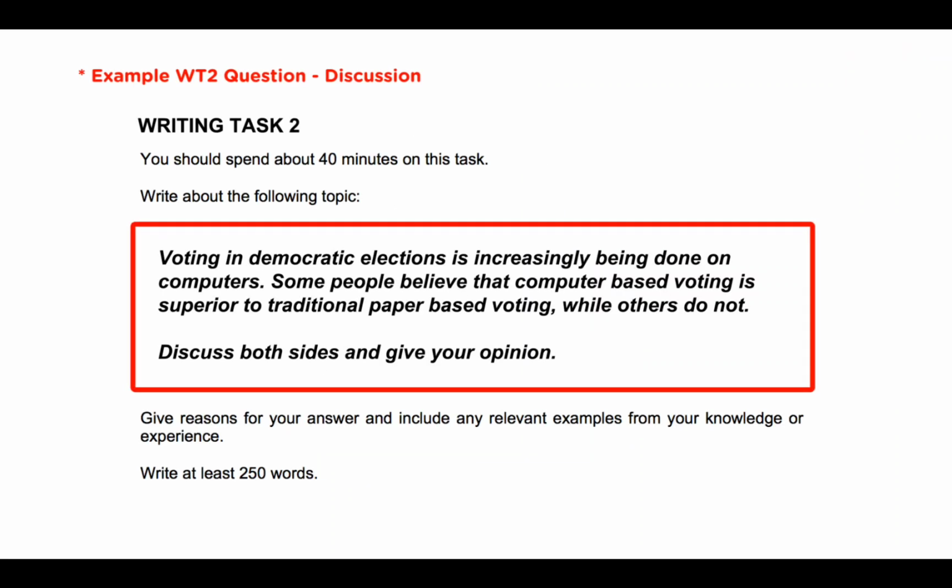Voting in democratic elections is increasingly being done on computers. Some people believe that computer-based voting is superior to traditional paper-based voting, while others do not. Discuss both sides and give your opinion. So this question type gives you an additional task. Not only do you have to discuss both sides of the argument, but you also have to give your opinion as well.